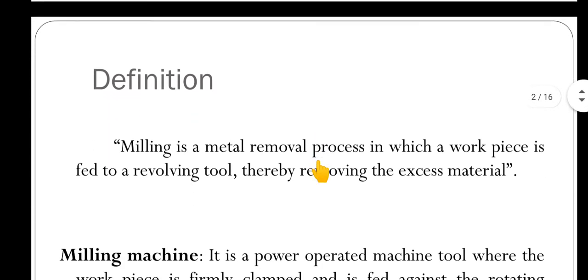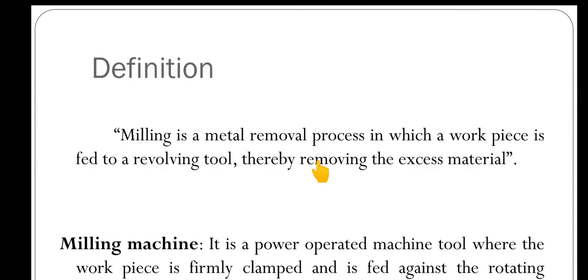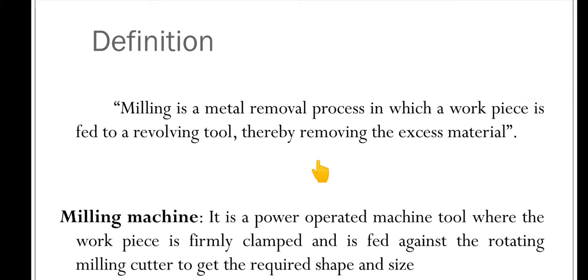Now, what is milling? Milling is a metal removal process in which a workpiece is fed to a revolving tool, thereby removing the excess material. If you remember the lathe, what is a lathe? It is a machine tool in which the stationary tool is fed against the rotating workpiece. But in milling, the workpiece is stationary, but the tool is rotating continuously. That is the difference between milling and lathe.